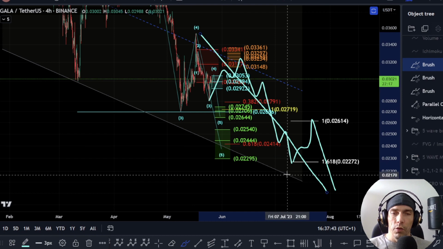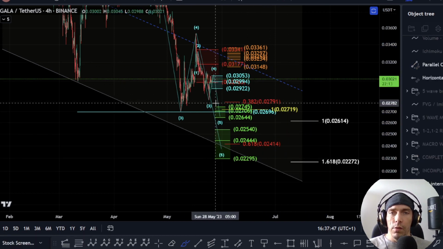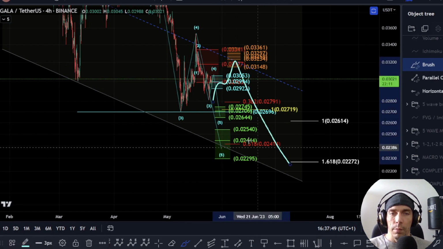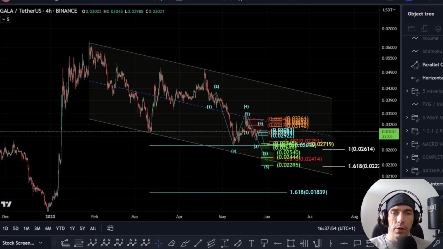Now this would look to push us lower than these targets. So what we want to be aware of is we need to be cautious of any 3-wave moves to the upside before continuation to the downside. So this is looking for that potential that we could still look to break down deeper.